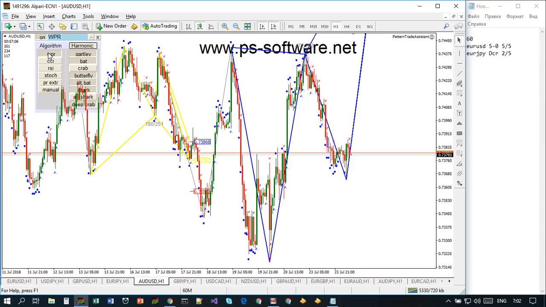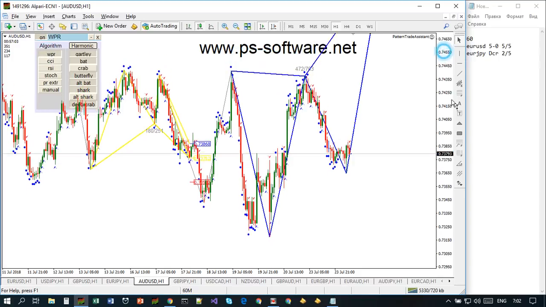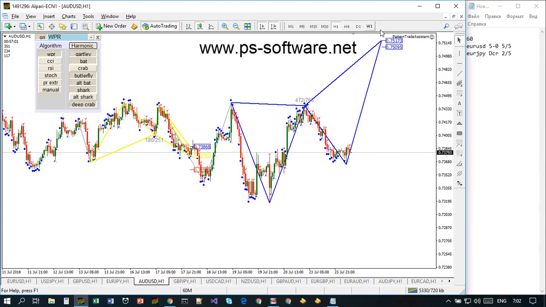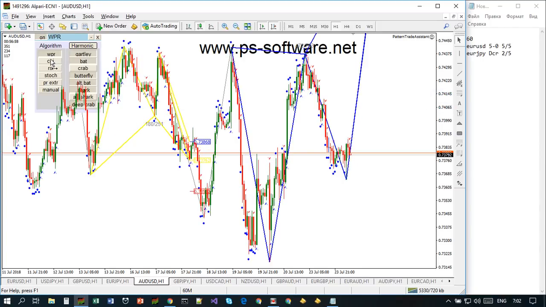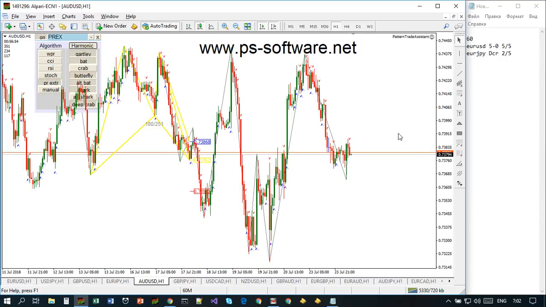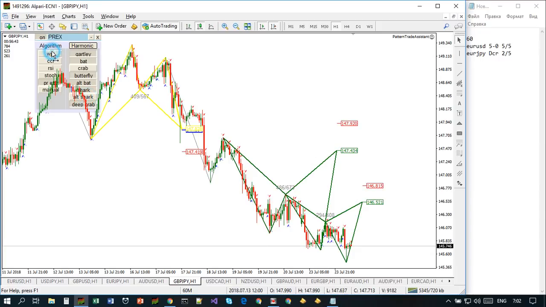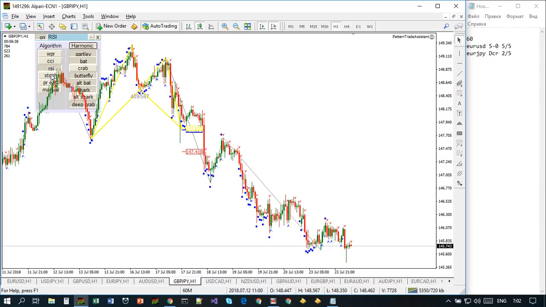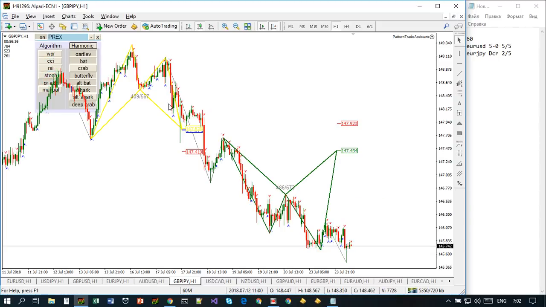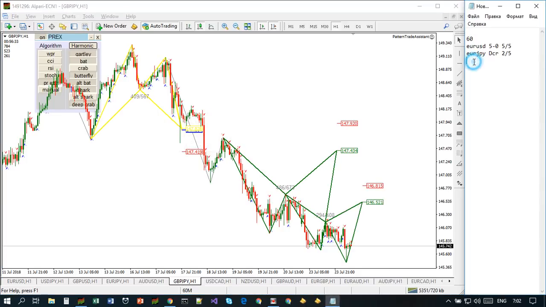Okay, what do we have on dollar, Aussie dollar? Deep crab pattern, very far from completion. We still require this last movement of this C to D, and until we actually have this movement, we can't say that there is a pattern. Pound yen, potential shark, alternative shark. Okay, 1, nothing, nothing, 2 of 5. Okay, pound yen, 2 of 5 shark.